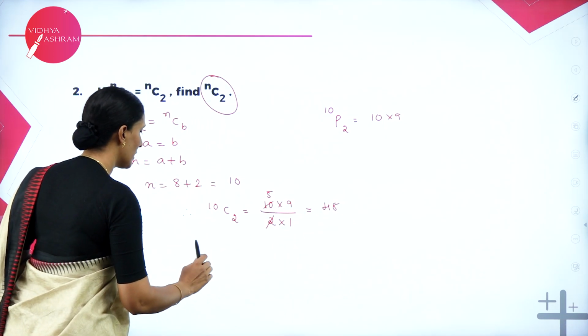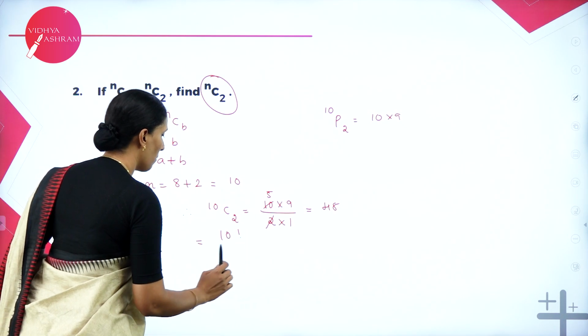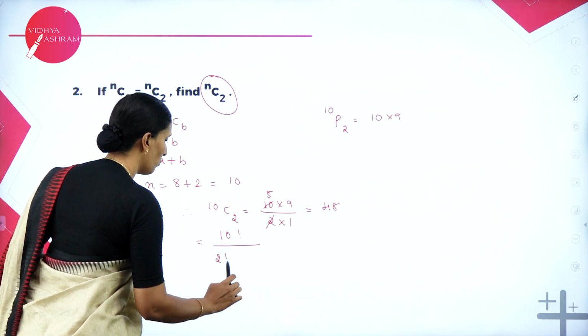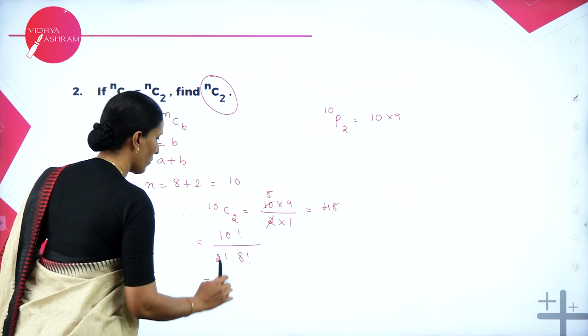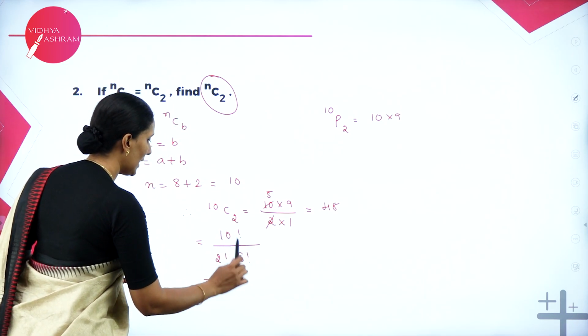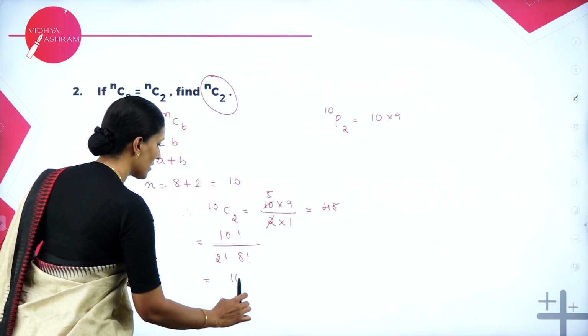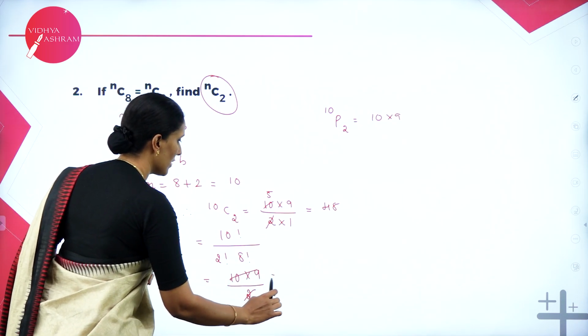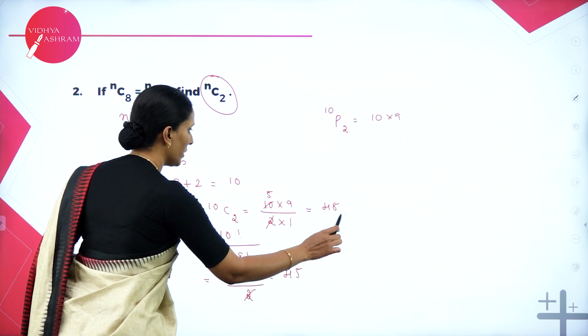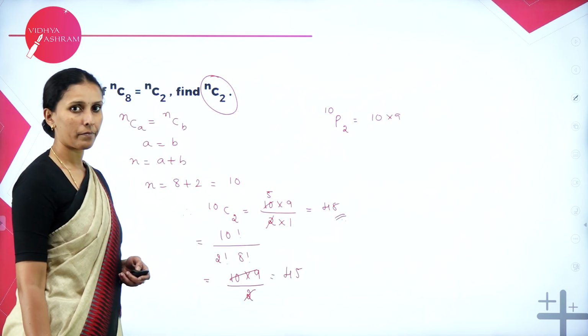Or you can use the same method using the formula 10 factorial by 2 factorial into 10 minus 2, 8 factorial. So when I say 10 factorial, until 8 factorial, all the values get cancelled. We'll get 10 into 9 by 2, which is the same as the value here, that is 45.